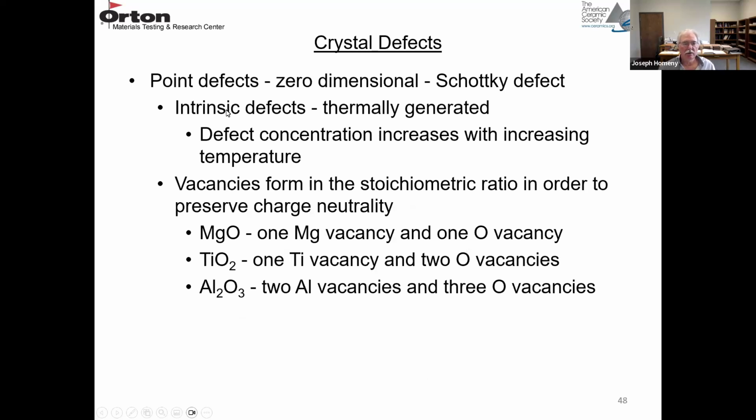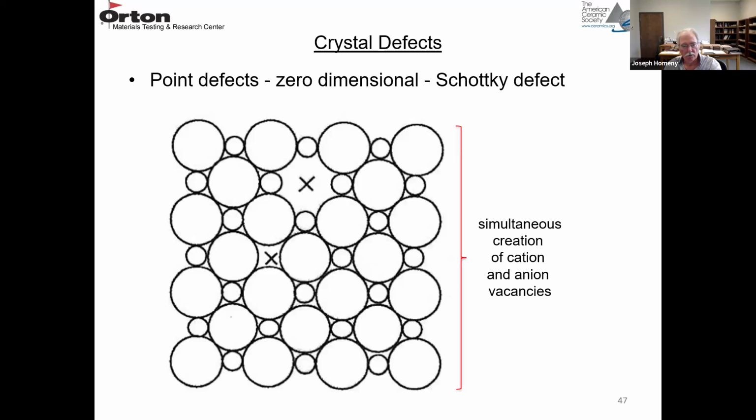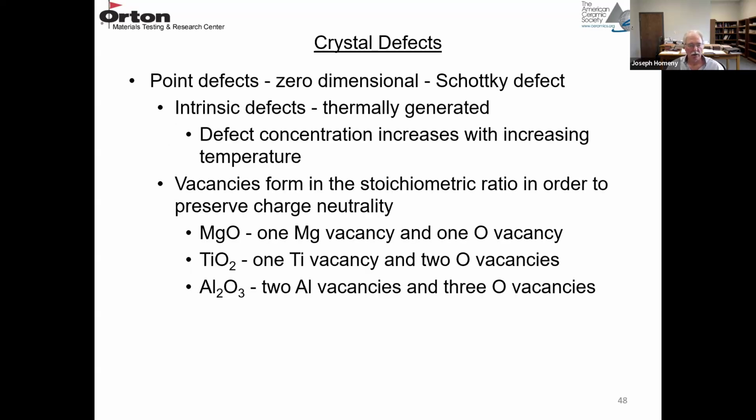A Schottky defect is an intrinsic defect. It's thermally generated. So as you increase the temperature, you increase the concentration of Schottky defects. So the defect concentration increases with increasing temperature. So vacancies are forming in this stoichiometric ratio in order to preserve charge neutrality. In this case, you removed one anion with a negative charge and one cation with a positive charge. So that maintains charge neutrality.